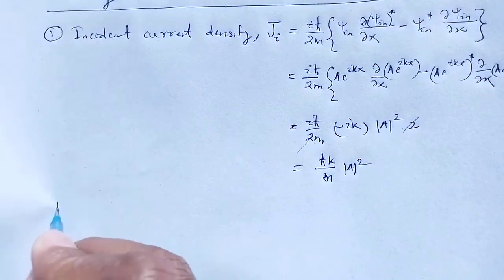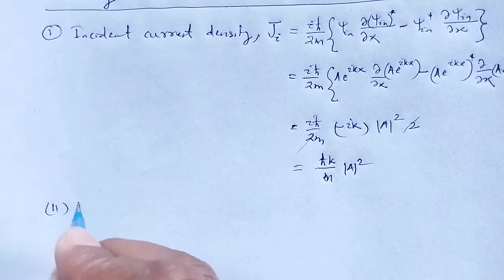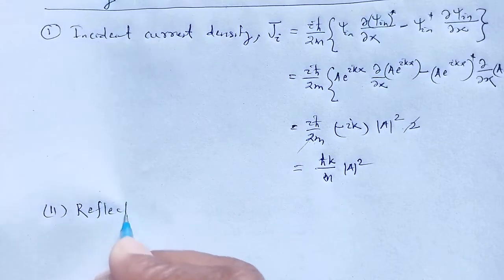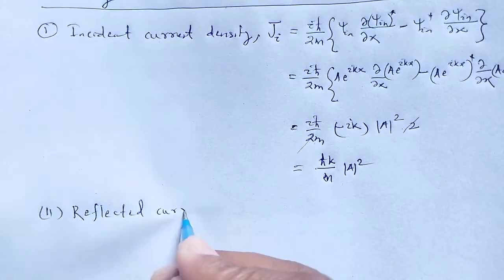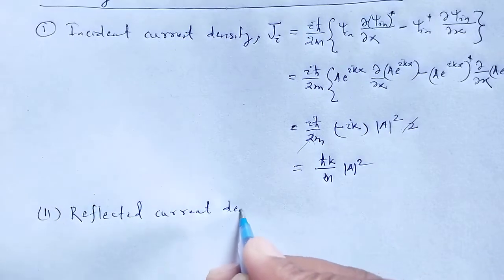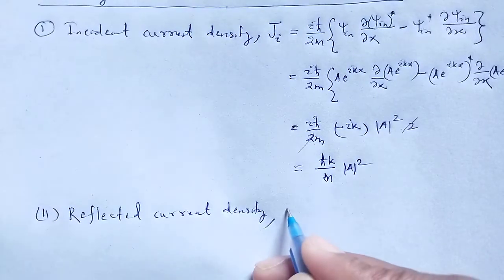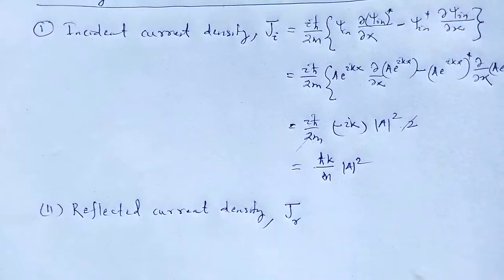Then reflected current density, that is J_R, the reflected current density.